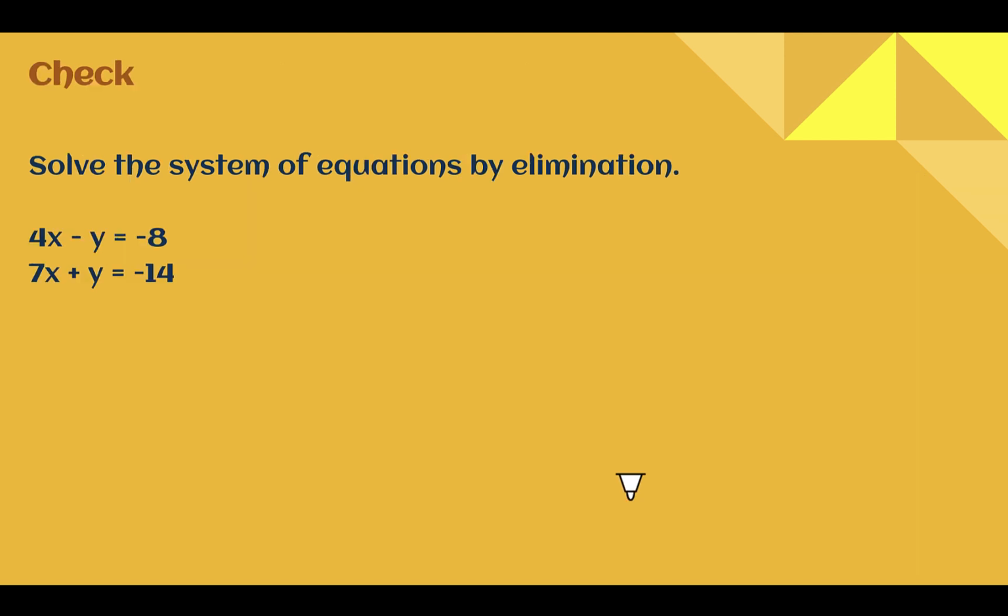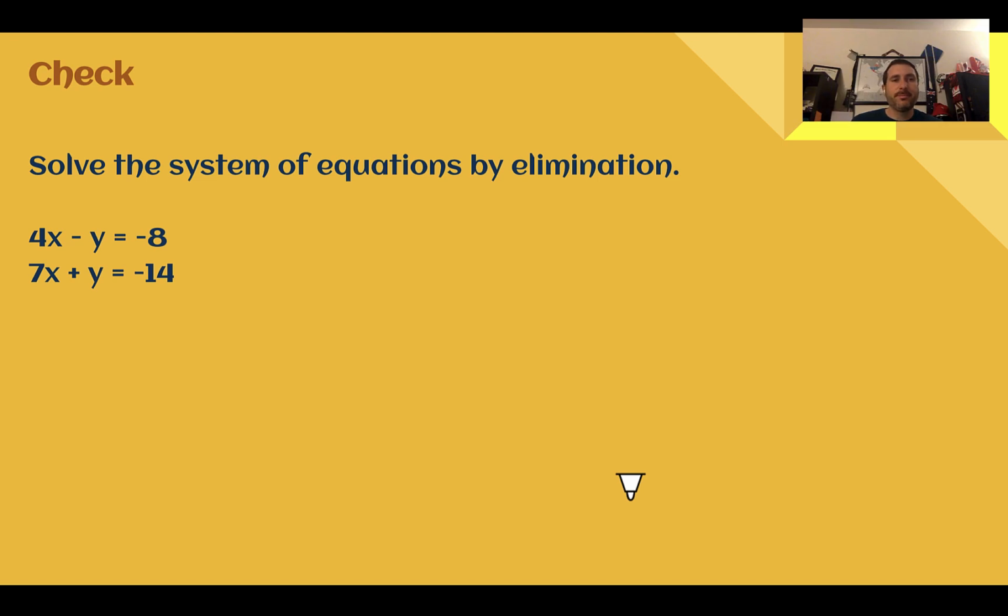Check your understanding. Solve the system of equations using elimination. Pause the video now and complete the check. Check your answer. You should have found x was -2 and y was 0, so your ordered pair is -2, 0.